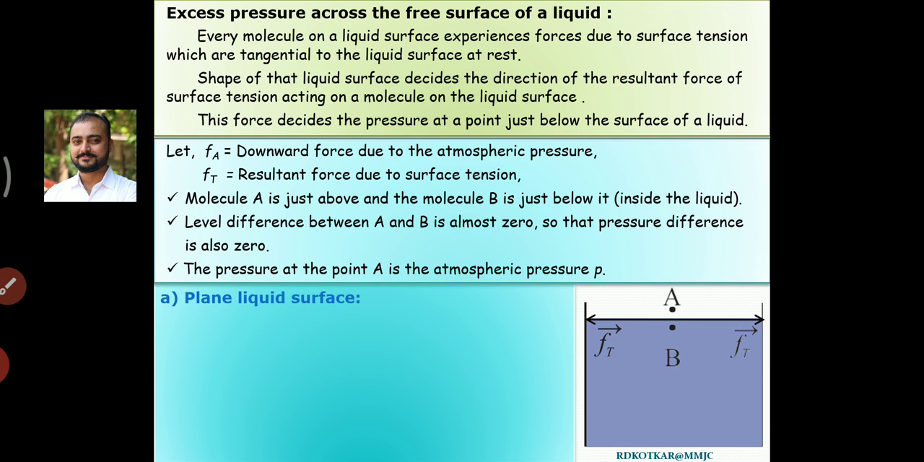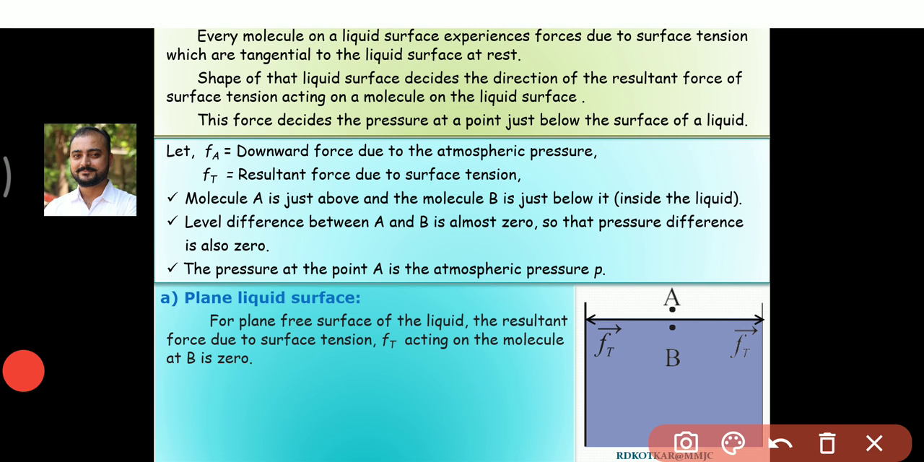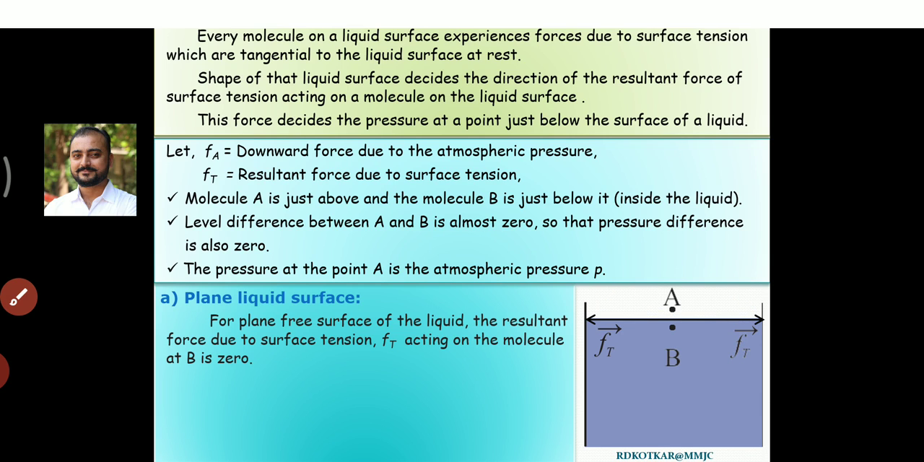Observe this diagram, in which you can see that for a plane free surface of the liquid, the resultant force due to the surface tension, that is Ft, acting on the molecule at point B is 0. You can observe at the liquid surface the directions of the forces acting due to the surface tension. Both are equal and opposite to each other, so they cancel. The force due to the surface tension at point B is equal to 0.